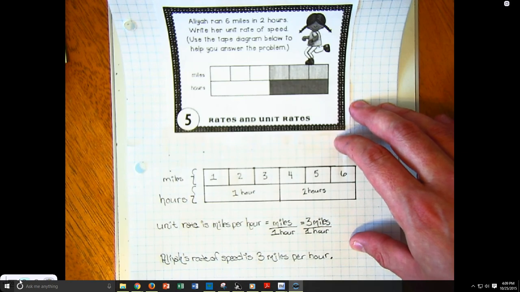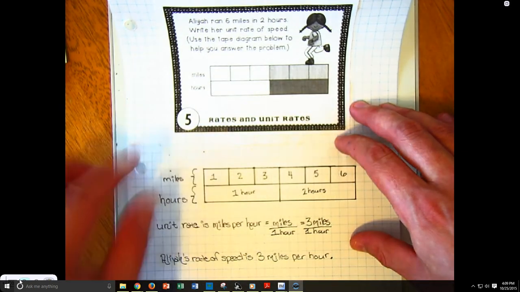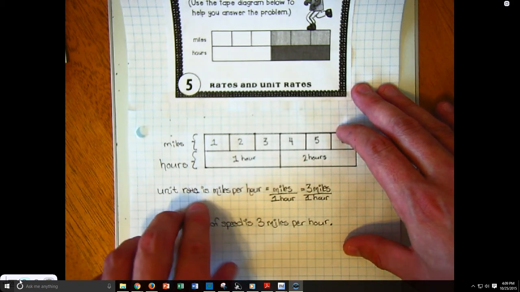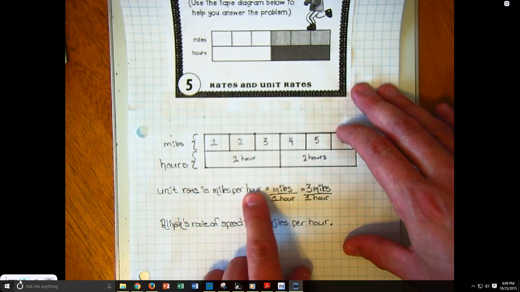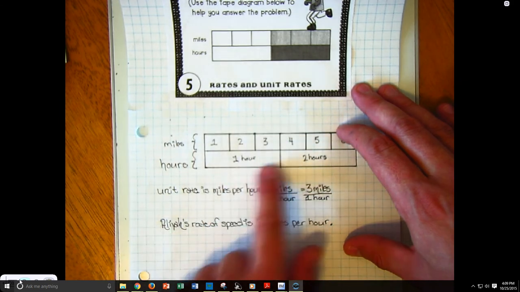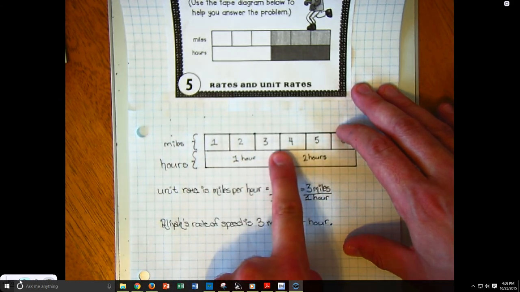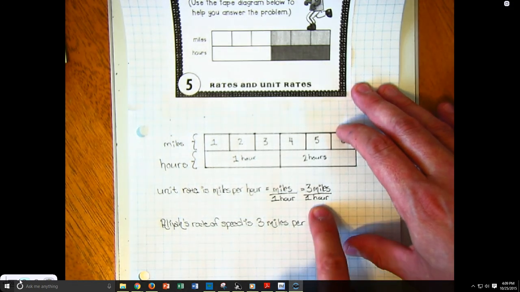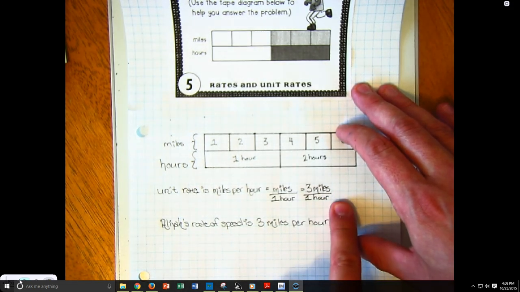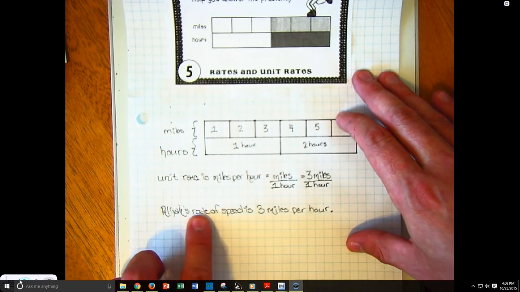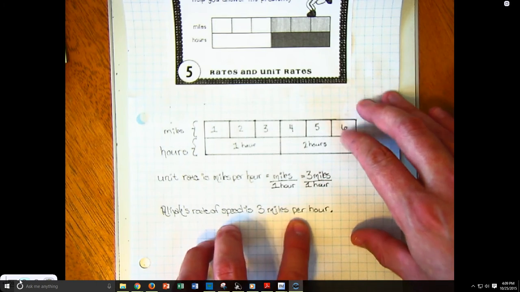Other than a tape diagram, I also want you to show me your unit rate. In this case, unit rate is measured in miles per hour. That means we want to know how many miles we have in 1 hour. To do that, I refer to my diagram. I know in 1 hour, we've gone a total of 3 miles. So I write my unit rate as a fraction of 3 miles over 1 hour. Finally, to answer this question, I will say Aaliyah's rate of speed is 3 miles per hour.